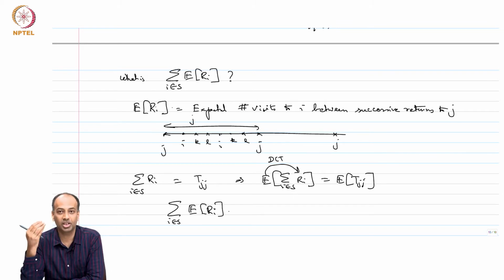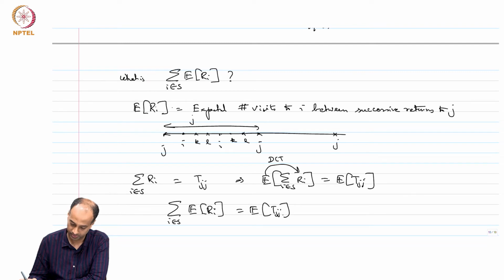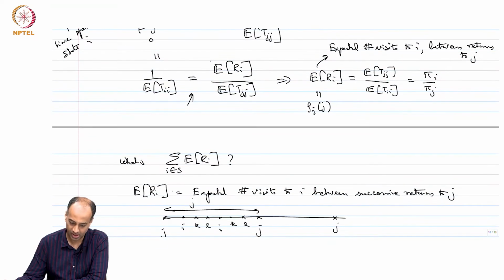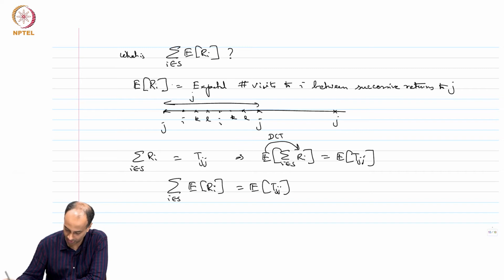Expected Ri is the expected number of visits to i between successive visits to j. If you sum it over all states, this has to be equal to expected Tjj, right, which means that if I go back, so I know this.